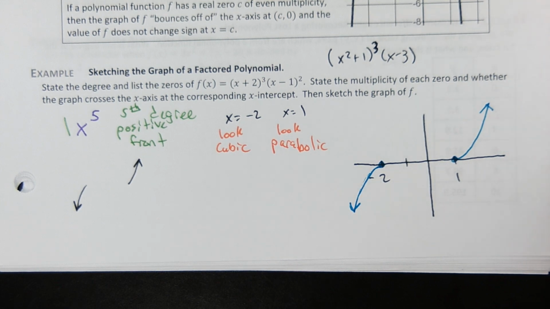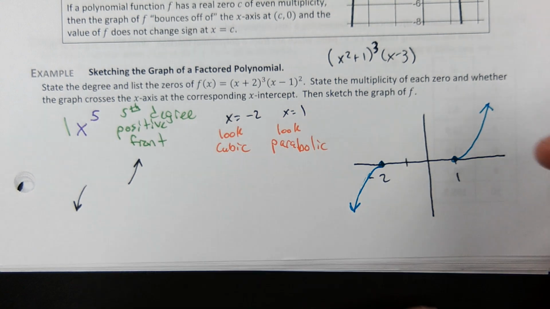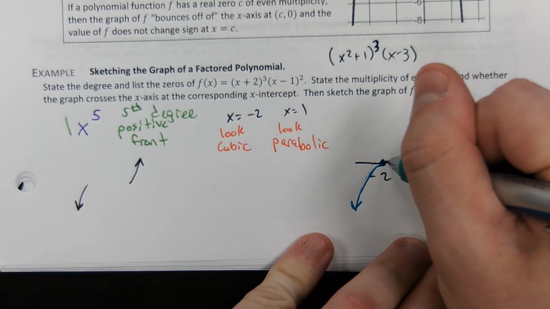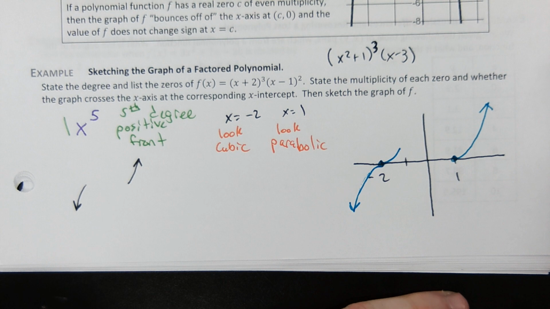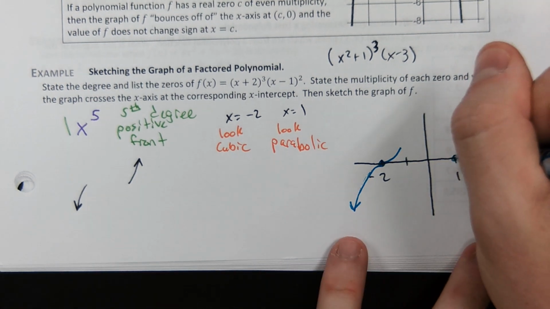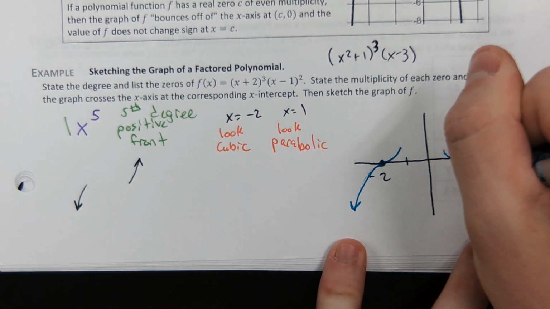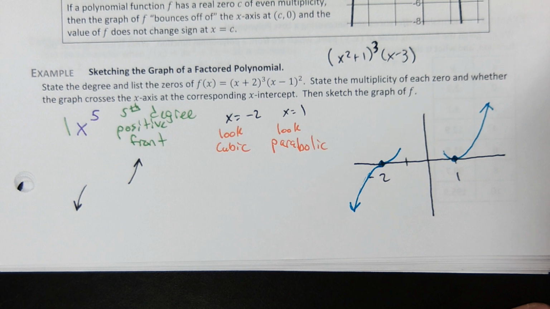There you go. Now all we have to do is figure out what the spaghetti is going to look like. Okay, well, at -2, we said it would look cubic. So it's going to have to do this. Doesn't have a choice. There will be an inflection point at x equals -2. And at 1, we said it looks parabolic. Means it bounces off the x-axis, so it does this. All we have to do is connect those two things.